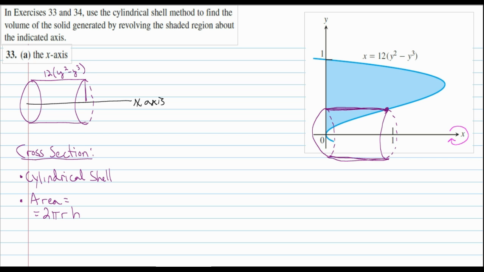The thickness of this shell is a little change on the y-axis, so all I need is the y-coordinate for the radius. The height, however, is going to be the distance from the y-axis out to the curve, so the x-coordinate, and by definition x equals 12y squared minus y cubed. So now I have the radius and I have the height, so the area is going to be 2 pi times y, the radius, times the height, the x-coordinate in terms of y, of course. So I'm going to simplify a little bit to make my integral easier.